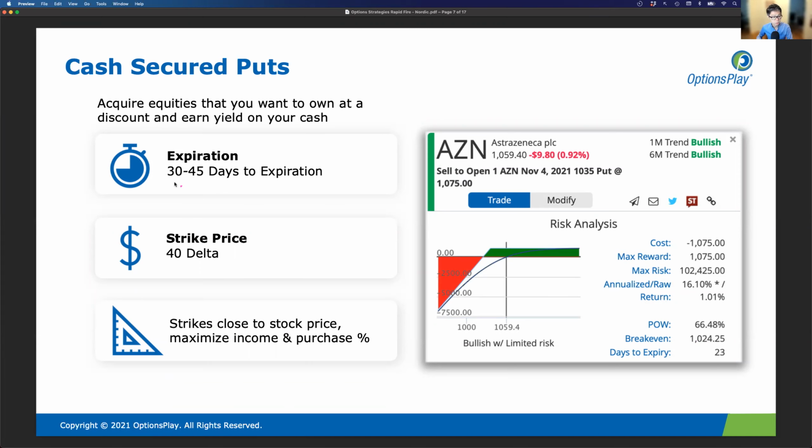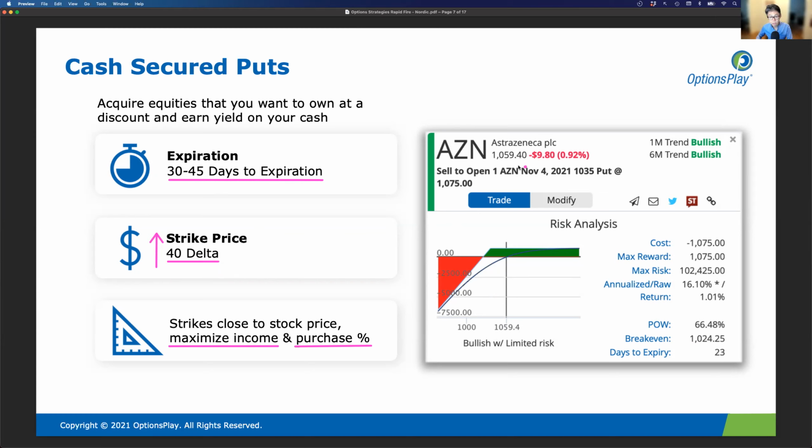So the rule of thumb here is generally the same, 30 to 45 days to expiration. But when you're selling a cash secured put, you want to use a much higher delta, a strike price that's much closer to the current price of the stock, because what you're trying to maximize is not only the income, which gives you a discount on the purchase, but also the chances of owning the stock. Because you're only selling a put option because you want to own the stock. You want the capital appreciation of the stock, so you want to increase your chances of doing that. That's why we choose a higher delta. A higher delta means a higher probability of the stock reaching your strike price in order for the strategy to be executed.